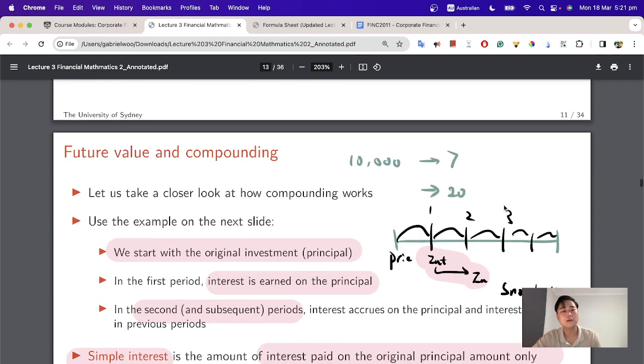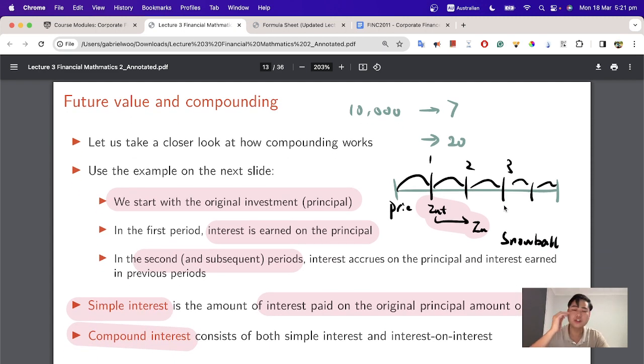Okay. Future value and compounding. Let's take a closer look at how compounding works. So this is about the frequency of compounding and the periods of compounding. Use the example of the next slide.